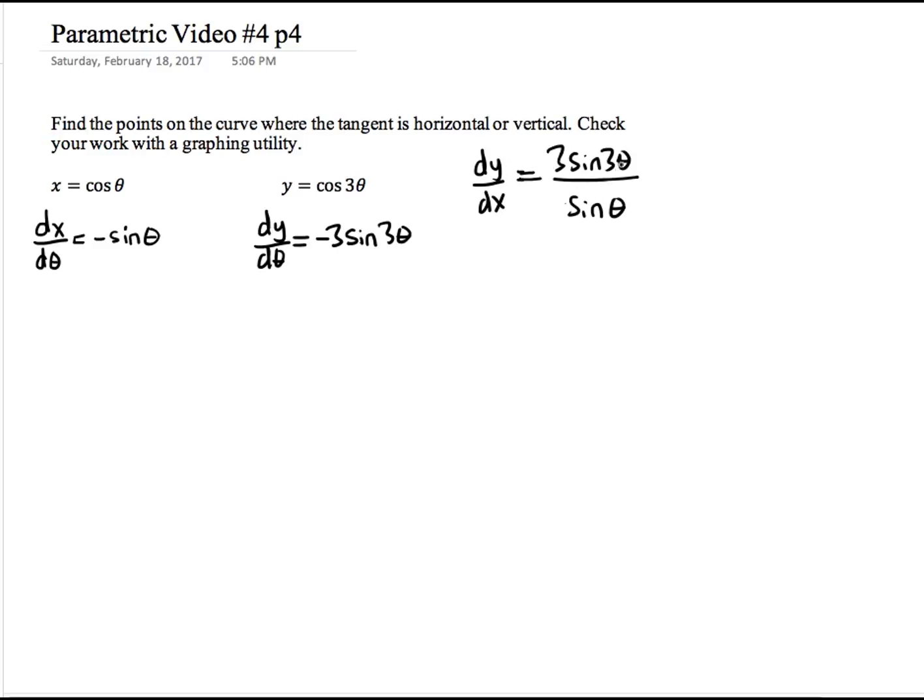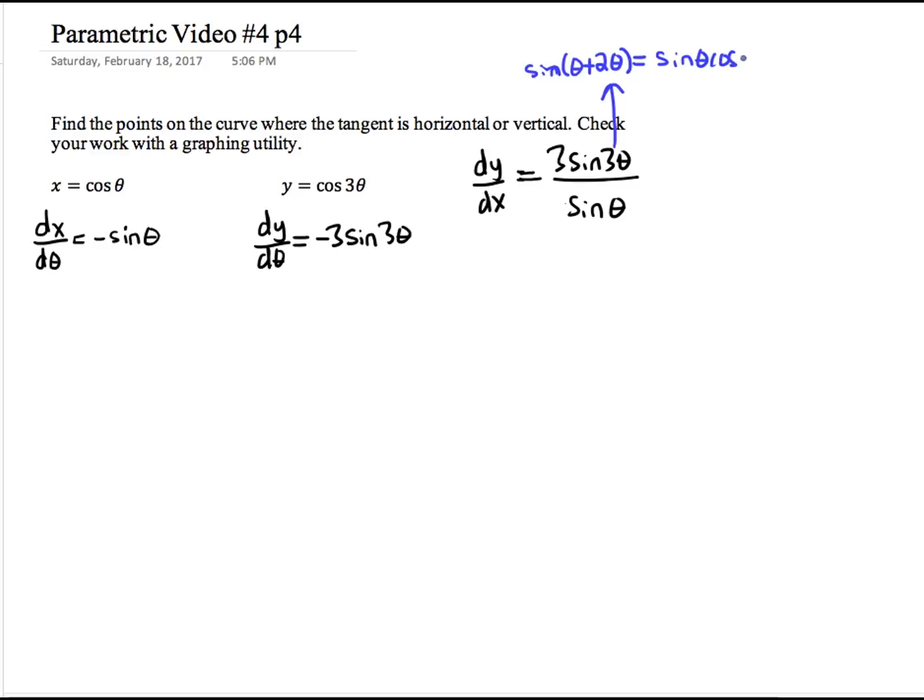So at this point you might be tempted to try to break down sine of 3 theta like I am and say, oh yeah, that's sine of theta plus 2 theta, and try to use some identities, maybe like sine of theta.